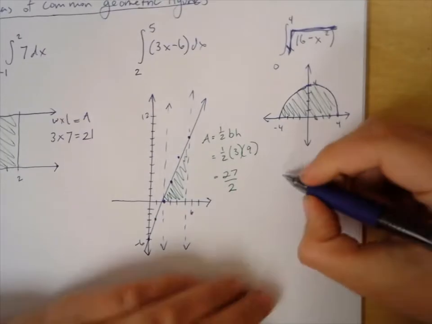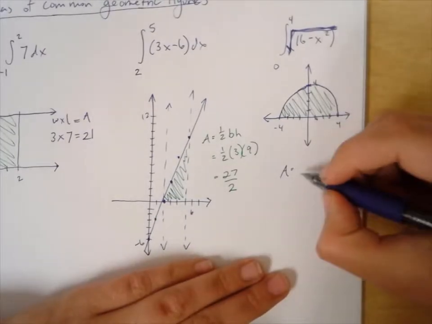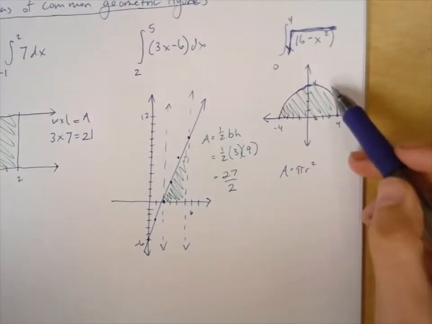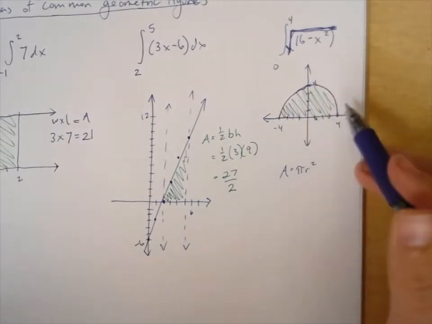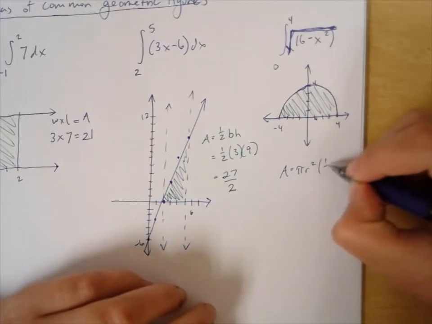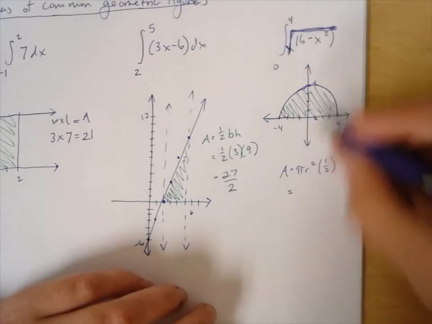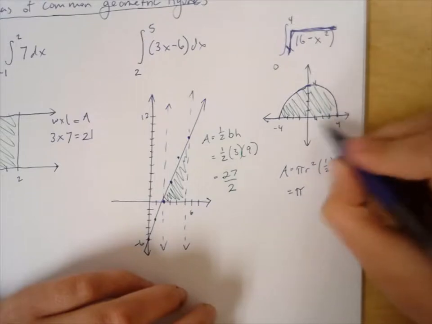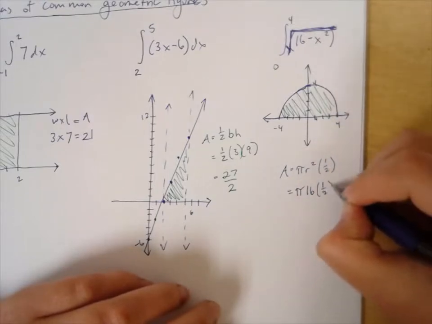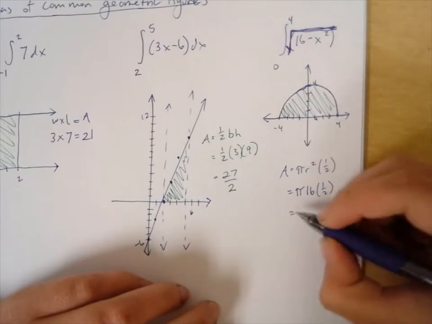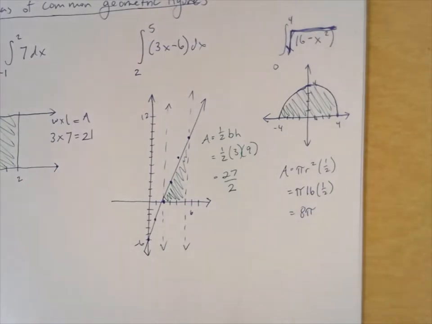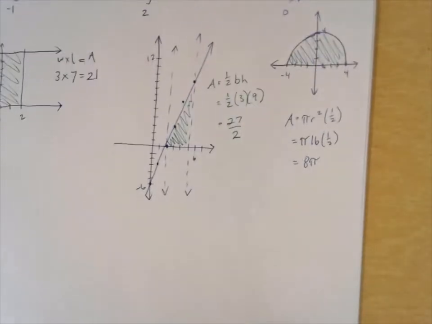Remember that the area of a circle is pi r squared. But we're not interested in the whole circle. We only want half, so we're going to multiply this by 1/2. And so for us, we still have pi. Our radius is 4. 4 squared is 16. And so I get 16 times 1/2. I get 8, and then pi, and that's it. That's my area. That's my integral there.